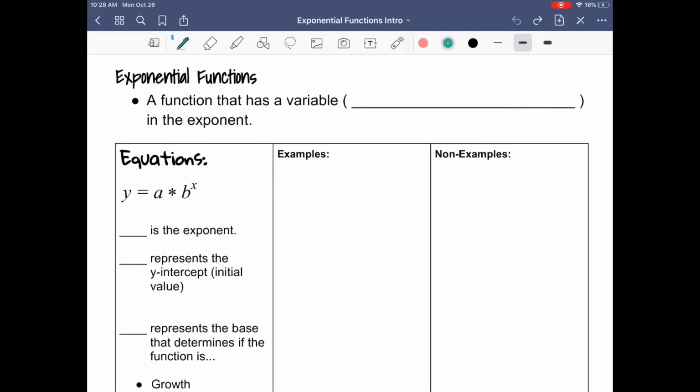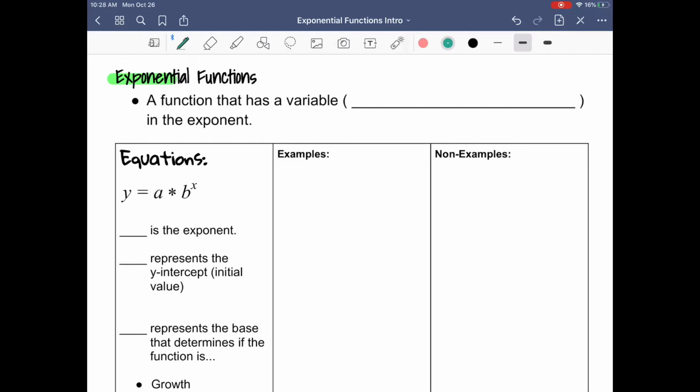Alright, in today's video we're going to be talking about exponential functions. Everything we've done up until this point has been linear. So today we're actually going to be introducing a brand new function, and it's called exponential for a reason. And the key word that I always like to identify when we talk about exponential functions is the fact that it's got the word exponent in it.